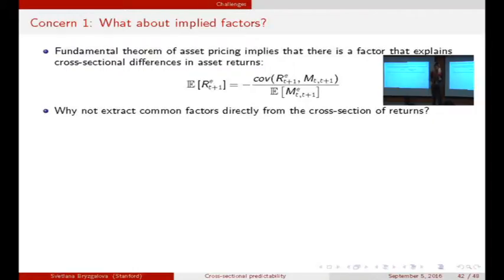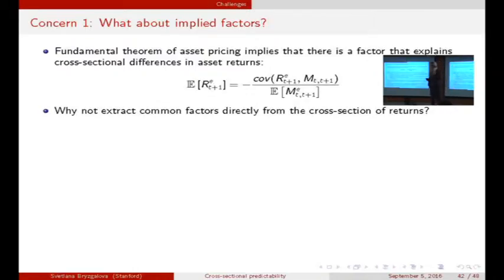So one of the questions that came during the break is about PCA. What about implied factors? All the variables that I have listed so far were sort of fundamental characteristic based. So they're sort of like economic variables, like accounting variables, macroeconomic variables, and so on and so forth. But there is lots of research that allows you to extract factors directly from the data, principal components being one of them. So why not try to use it here? After all, we know that the cross-section of returns should be fully explained through the exposure to essentially one factor, the SDF. So why not just take it out directly from the observed returns?